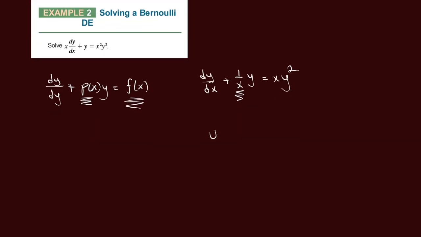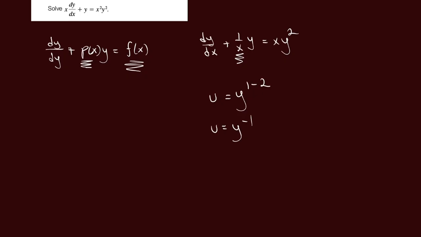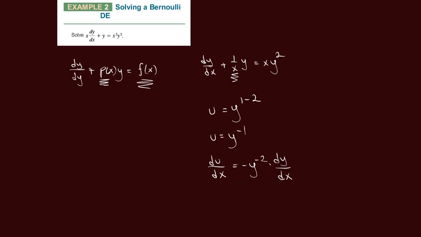Bernoulli's rule is pretty much to set u equal to y to the power of 1 minus n, n being this power. So it'll be 1 minus 2, so u will be equal to y to the power of minus 1. Now we differentiate for u. Alright, so there we go. Now the next thing we're going to do is isolate for this and then plug it into here.